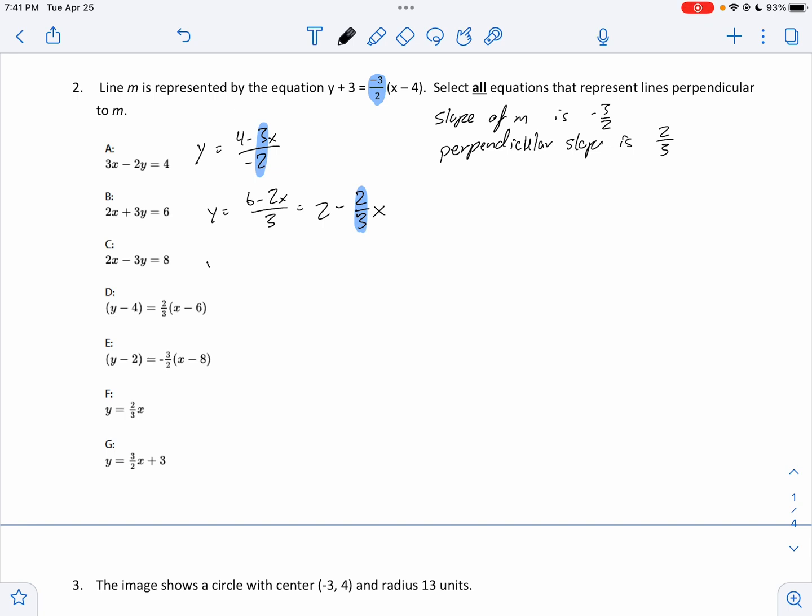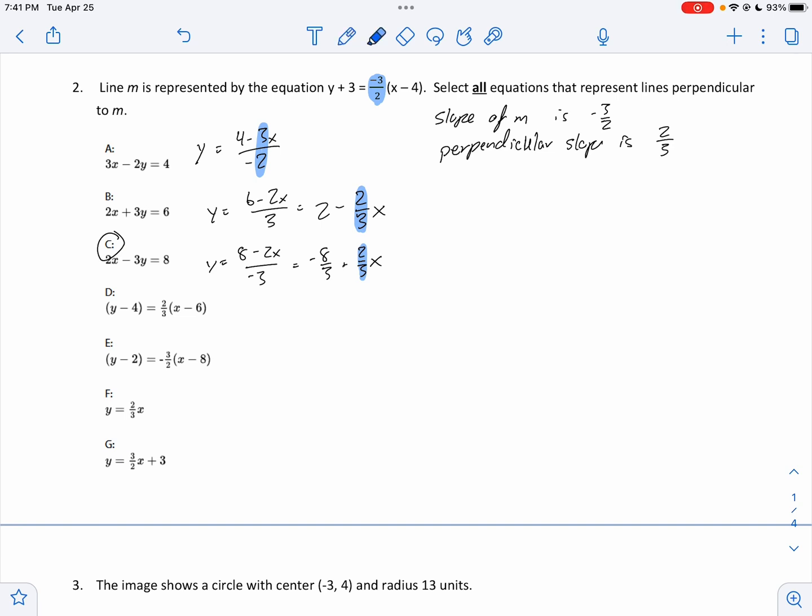For the line C, solving for y gives us (8 - 2x) over -3, which can be simplified to -8/3 + 2/3 x. And notice this line, line C, does have the right slope of positive 2/3, so C is perpendicular to M.